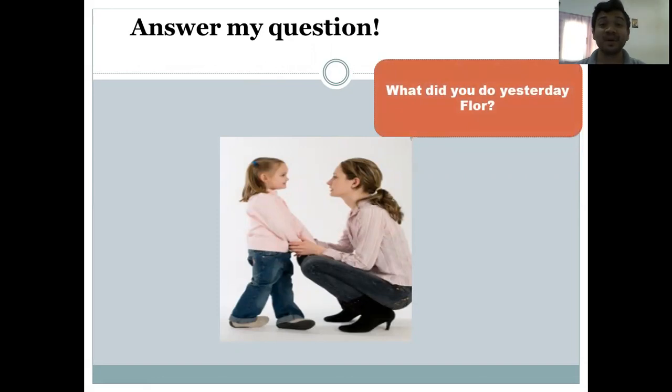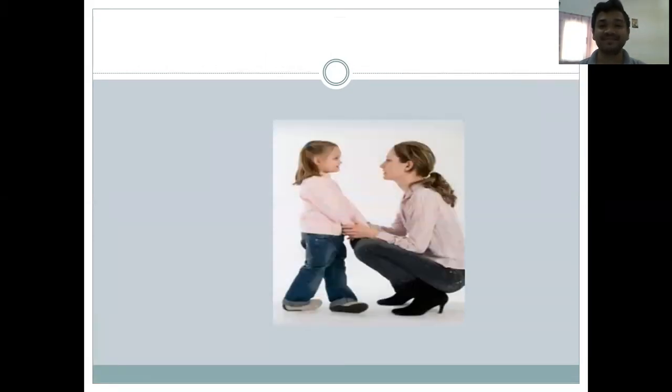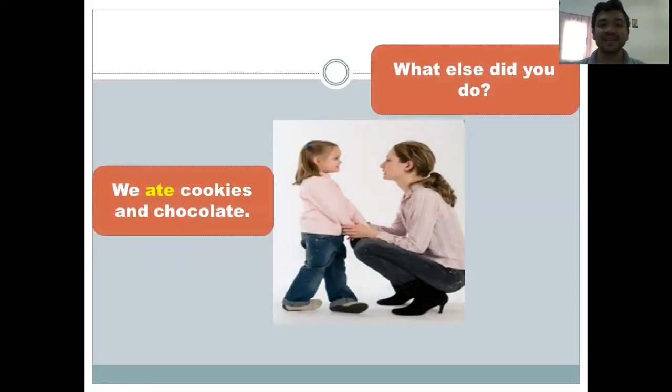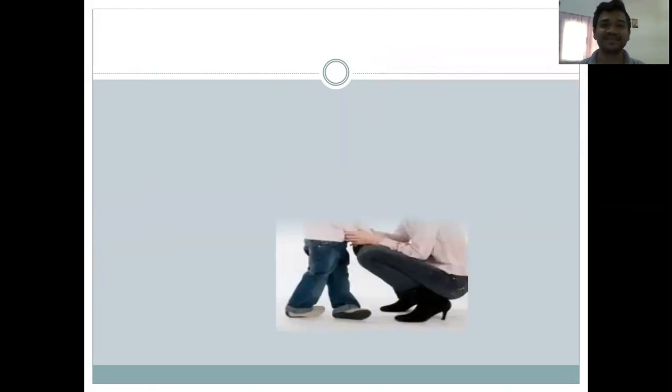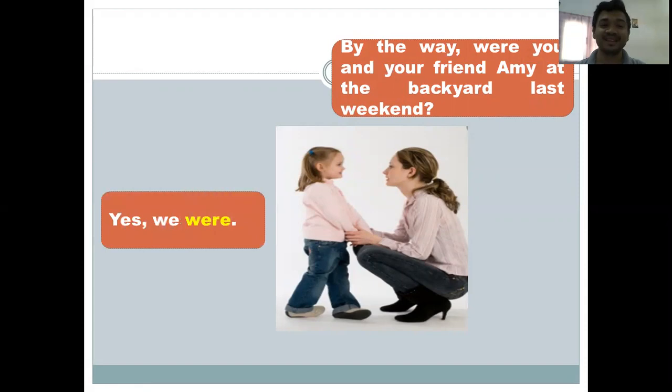The mother said, "What did you do yesterday, Floor?" Floor said, "I played doll with my friend Amy yesterday." Mom said, "What else did you do?" "We ate cookies and chocolate." "Did you enjoy a lot?" Floor said, "Yes, I did." Mother said, "By the way, were you and your friend Amy at the backyard last night?" Floor said, "Yes, we were."